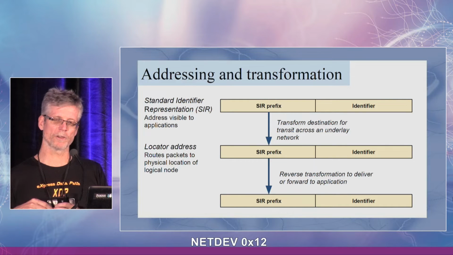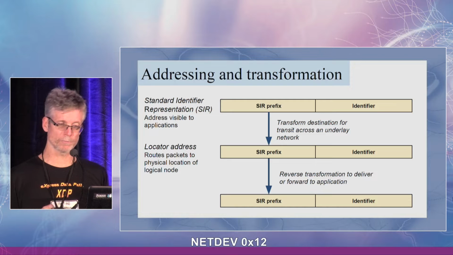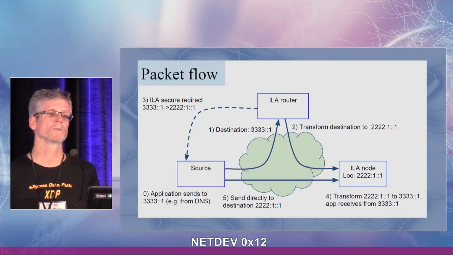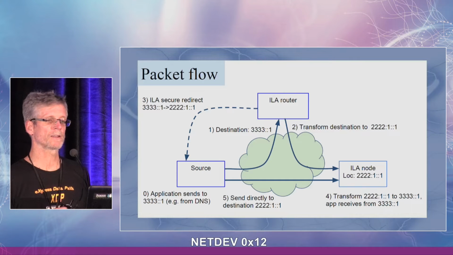So this transformation to a locator is done in order for the packet to transit the network. And at the peer, like I said, at some peer endpoint, there's a reverse transformation to get back to the original packet. So this is a little more topological as to what the packet is doing.